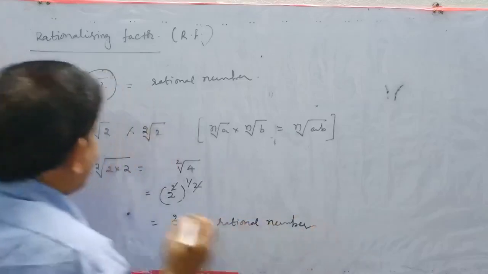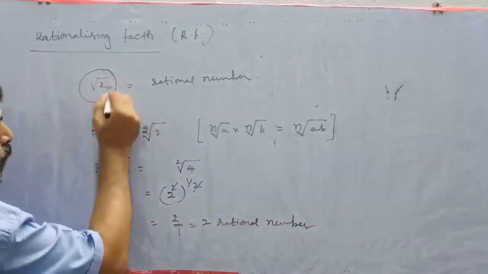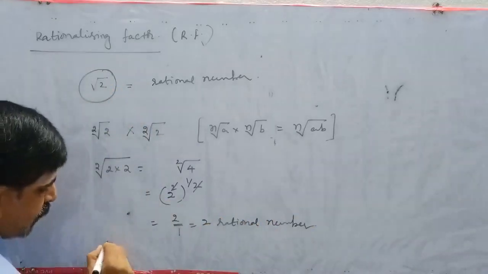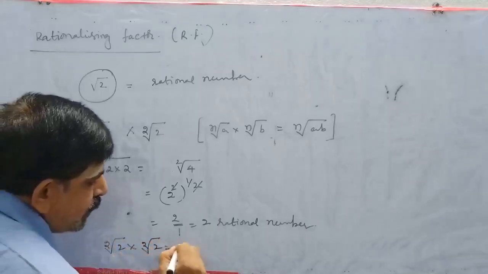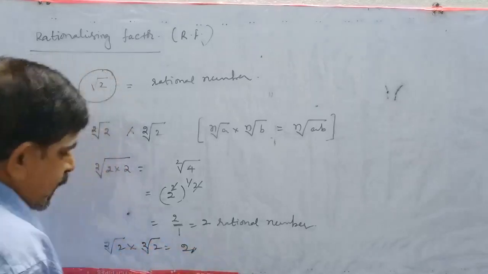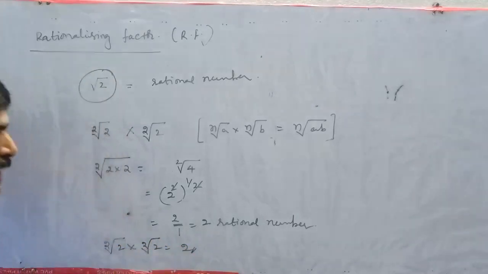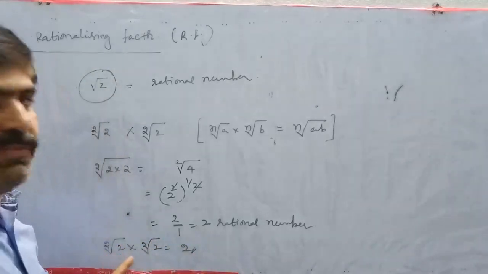Then what is the rationalizing factor of square root of 2? Is square root of 2. Okay, square root of 2 into square root of 2 is equal to 2. So this square root of 2 is called the rationalizing factor of square root of 2.